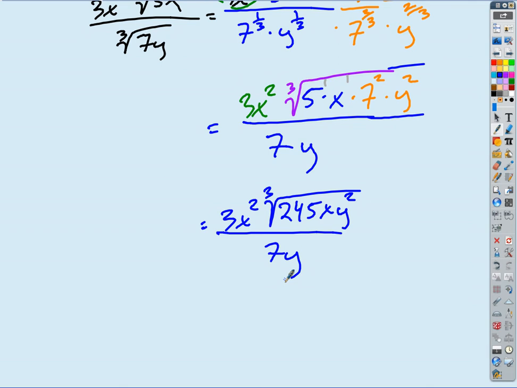Makes sense? Now, do I have to worry about this 245? Are there any perfect cubes in 245? We can tell immediately if there are or aren't.